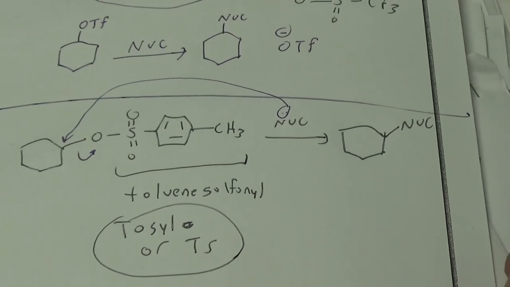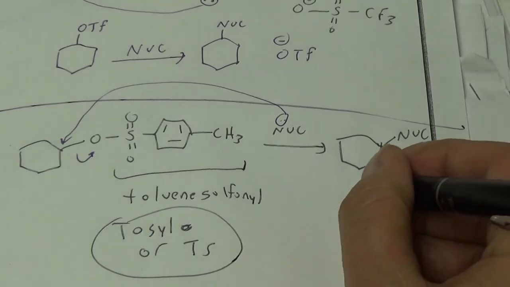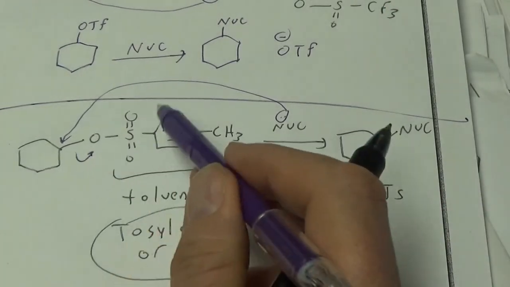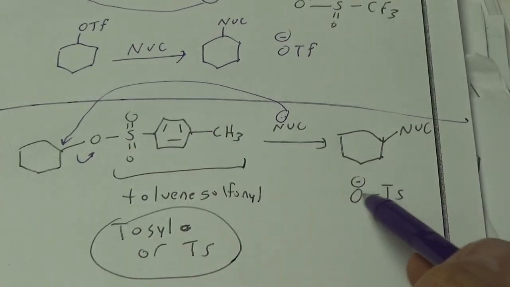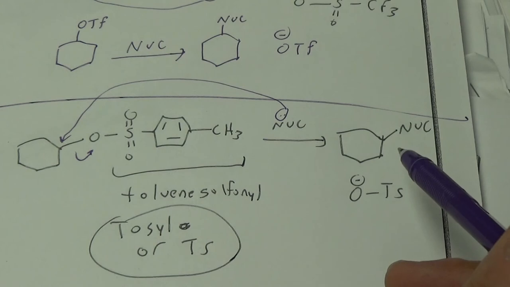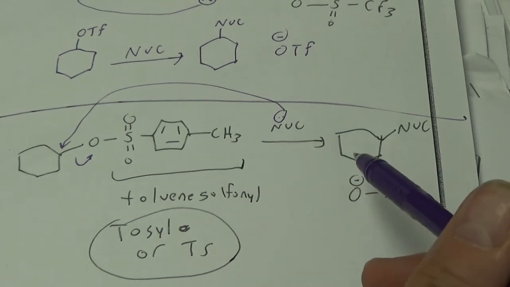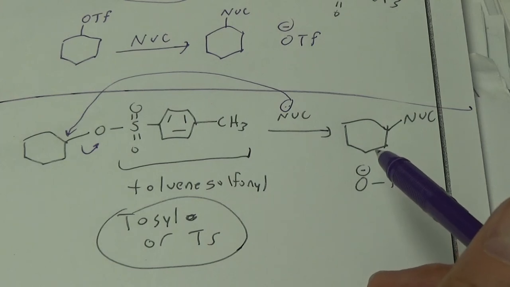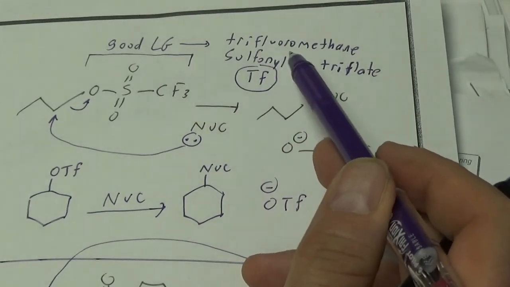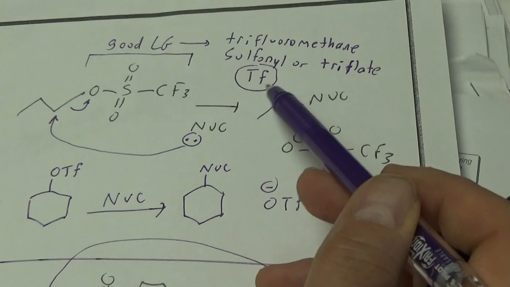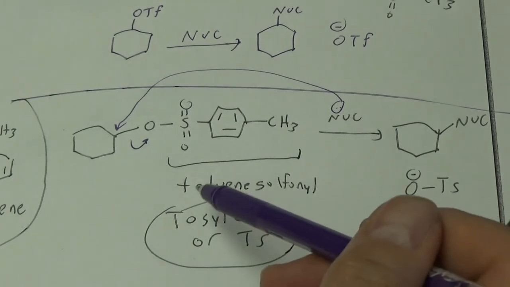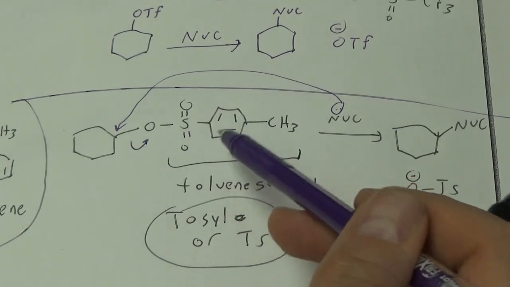Okay. And I'm just going to abbreviate that thing that falls off as TS. TS, that's the good leaving group, okay? So the thing that falls off is a TS, O minus, and that's the good leaving group, all right? Cool, so those are a couple of these alternate leaving groups to halogens. Those are the main ones. We did the halogens, you know, iodide, bromide, chloride. We did mesyl. We did trifluoromethane sulfonyl, or triflate, or TF, it's a good leaving group. And we did tosyl. And tosyl is just another one with S double bond O, double bond O, benzene, CH3.